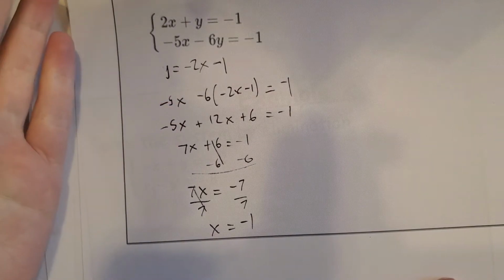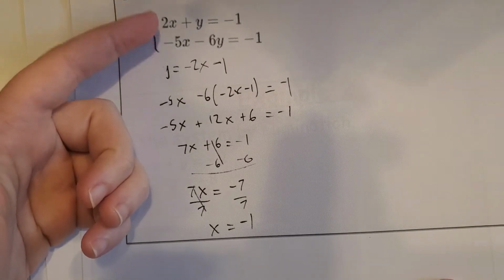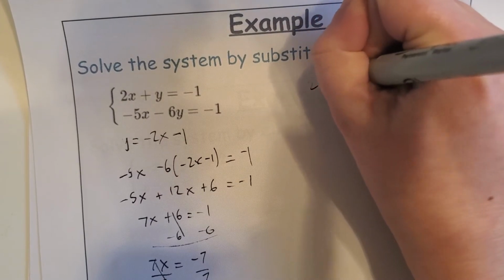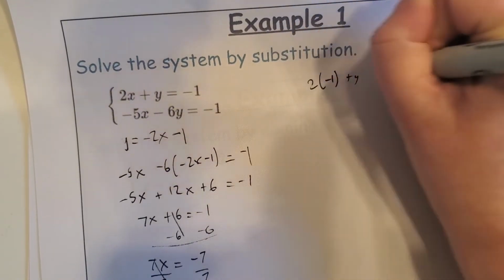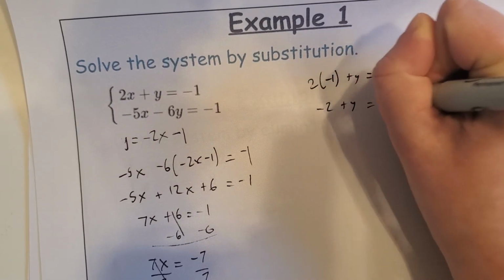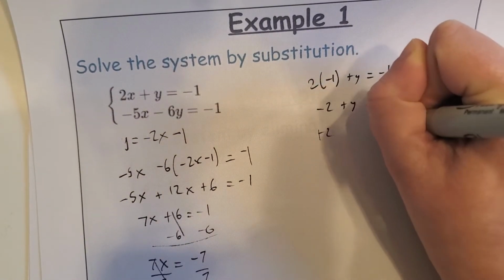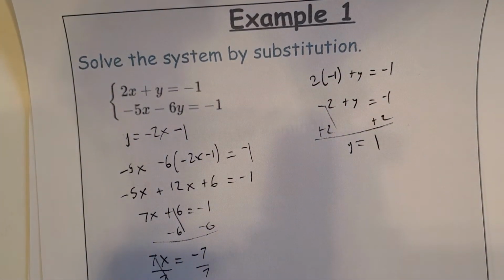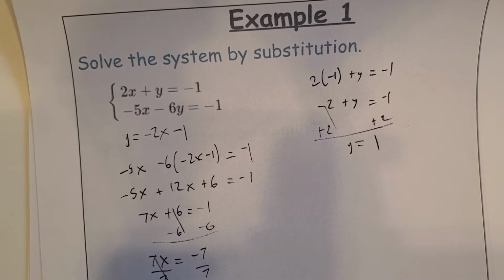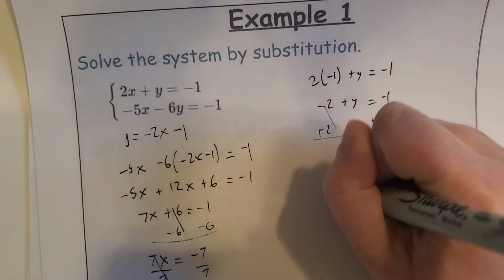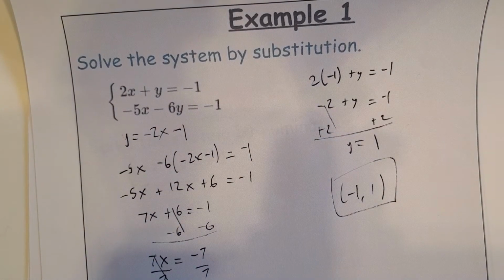As I say pretty much every single time, I'm going to go with this one because the numbers are a little bit smaller. So we have 2 times negative 1 plus y is negative 1. So this is negative 2. Add 2. Y is equal to 1. And that's pretty much it. But for a question like this, I will be looking for writing your final answer as an ordered pair. So negative 1 comma 1. And that's how you would finish the problem.